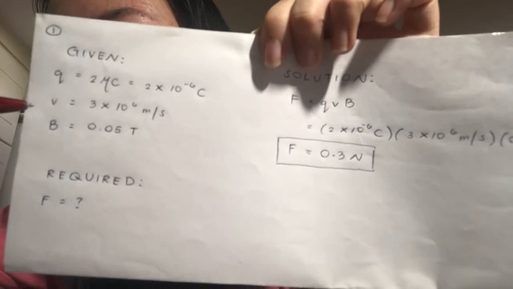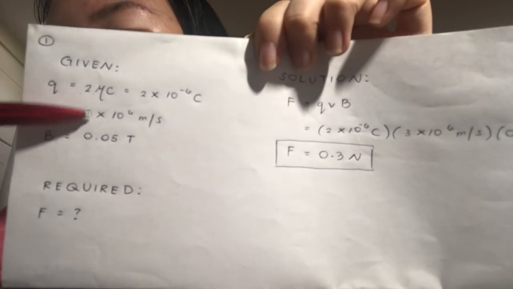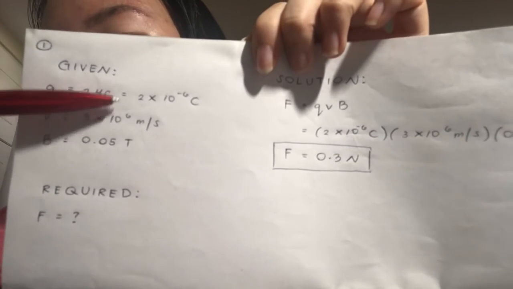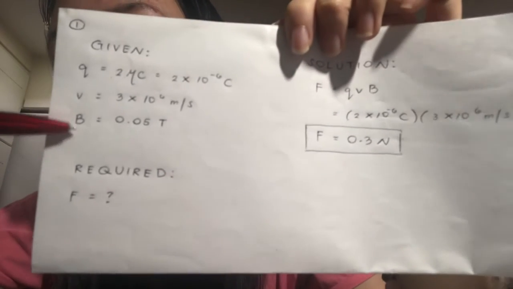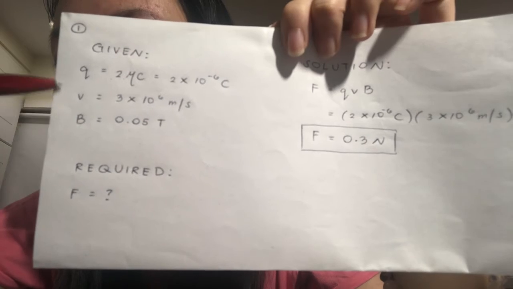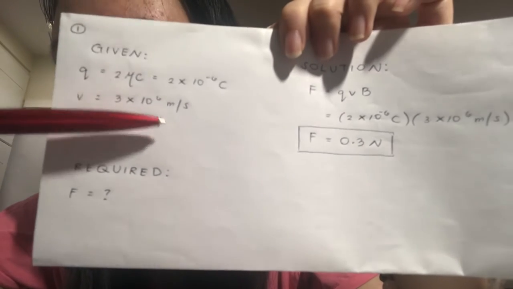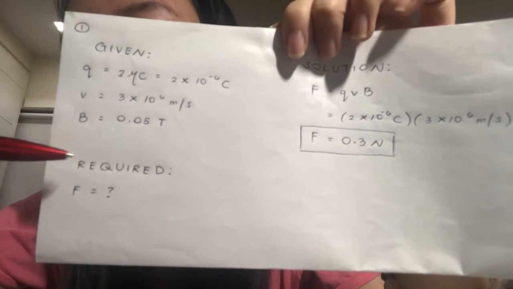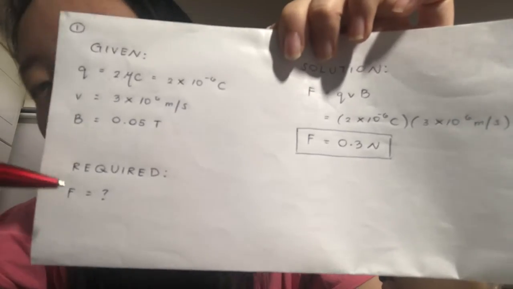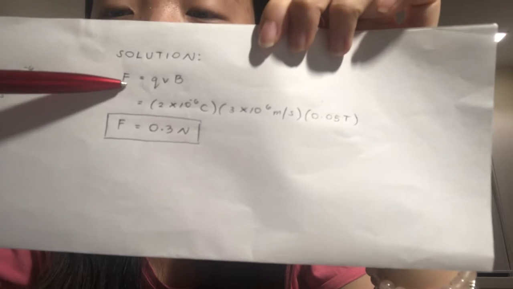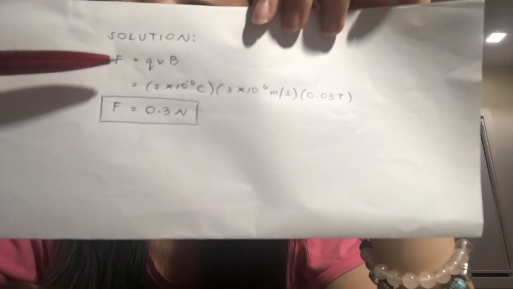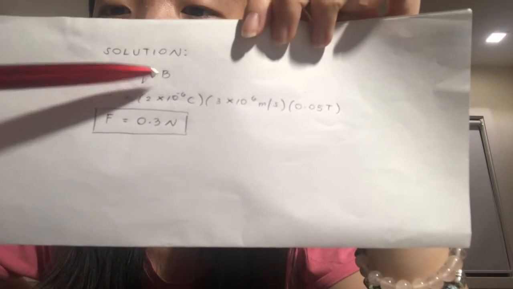Our second given is the velocity, equal to 3 times 10 raised to the power of 6 meters per second. And last, the magnitude of the magnetic field, or B, is equal to 0.05 Tesla. Our required value is F, or the magnetic force. The solution to this problem is to use the formula F equals Q times V times B.